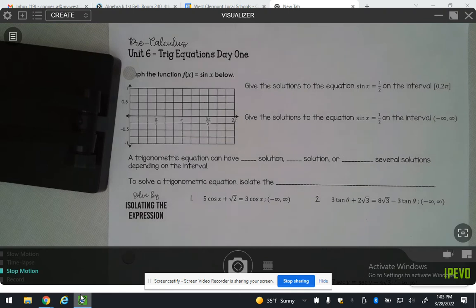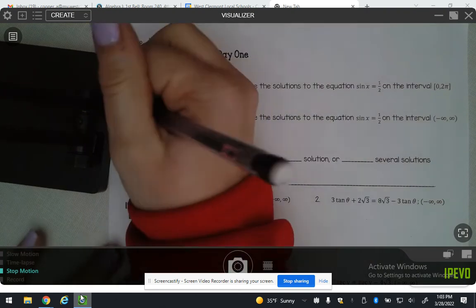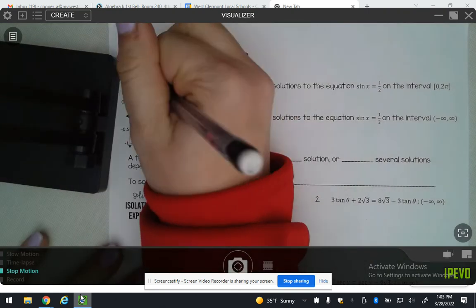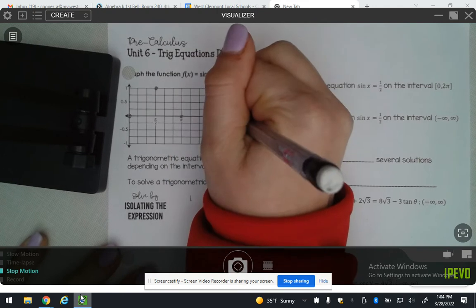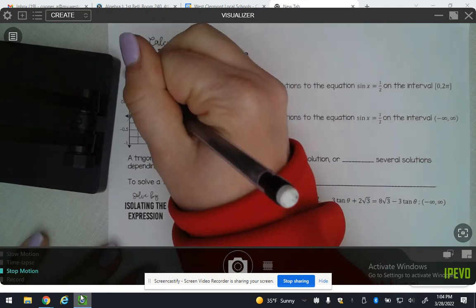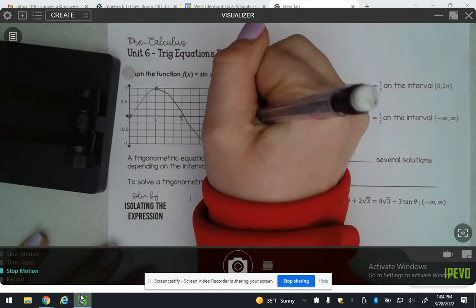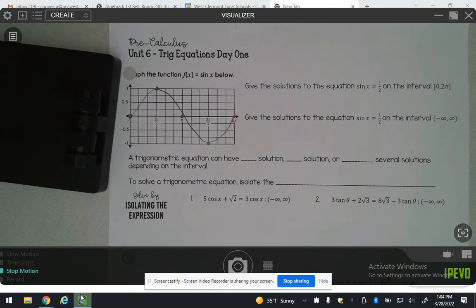But we're going to solve equations. Now, what I would suggest you do is, if we were to graph the sine function, it goes 0, max, 0, min, 0, right? That's a sine function, correct? Okay.